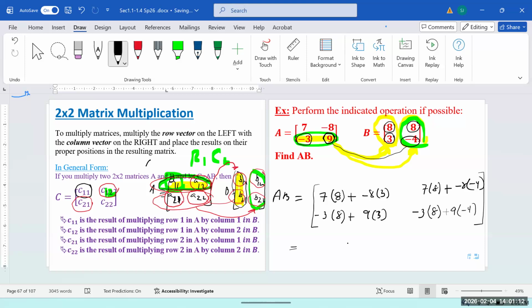7 times 8 is 56, and we're subtracting 8 times 3, 24. Then we have -3 times 8 is -24. We are adding 32 for the first one. 32. Then we have column-wise -24 plus 27. This is easy. This is 3. I know the other one is 88. The second column.